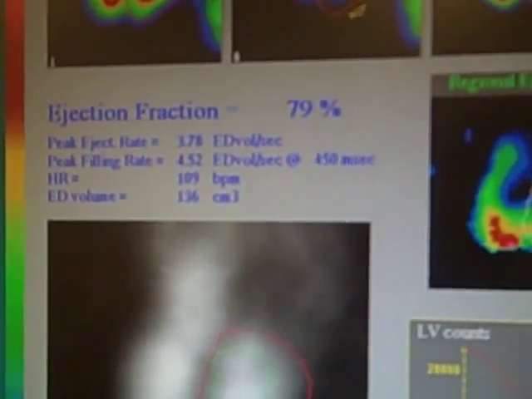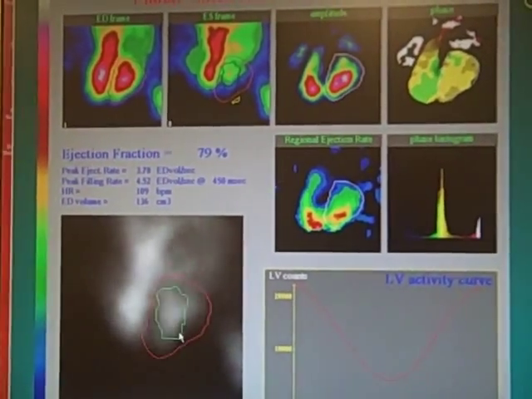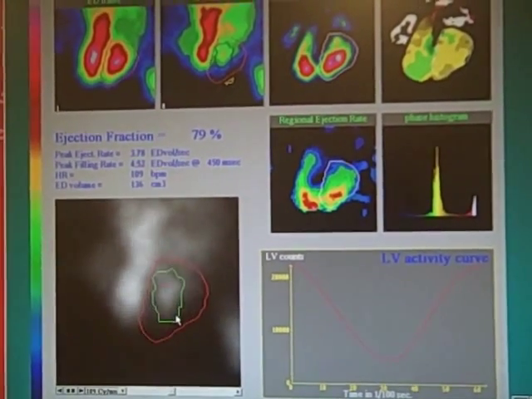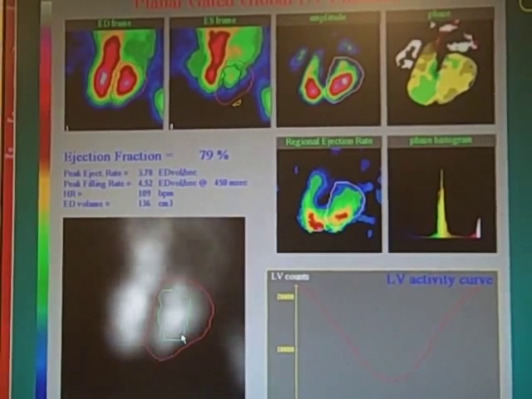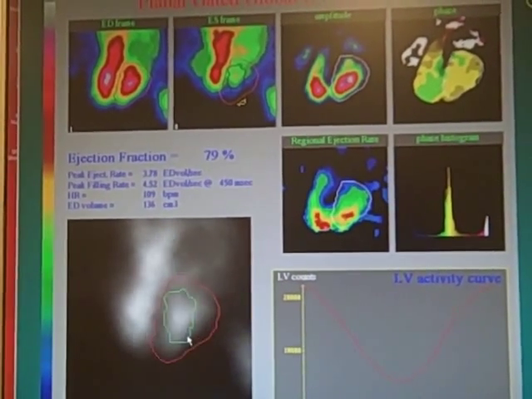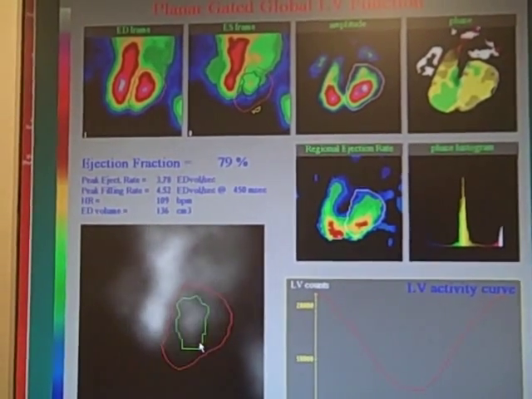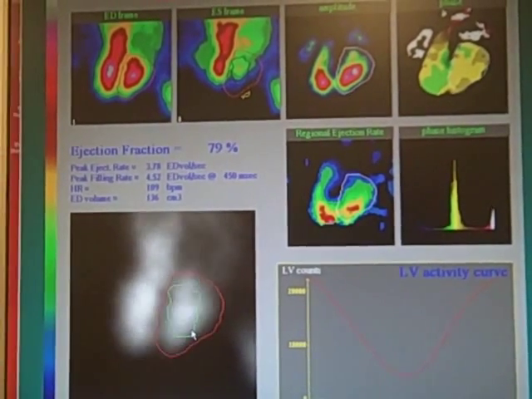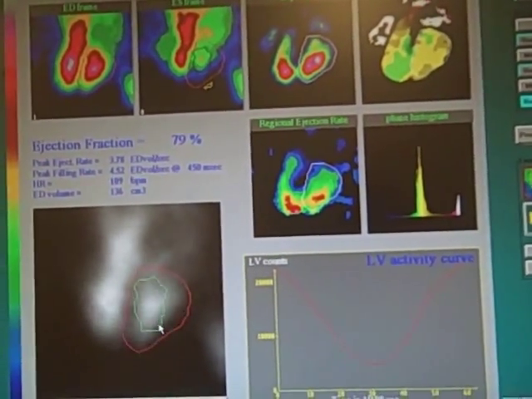So you can see when you're processing these MUGAs, you have to be very careful. You could actually make someone's heart look a little lower with the ejection fraction, or make it look a little higher. So you have to be very careful. You have to be consistent. Again, when it first came up, we saw what the ejection fraction was. I reprocessed the different areas, and it's all about the same. And we can see that the heart is beating very, very well. And that's a basic MUGA scan, how to process. And here we are.